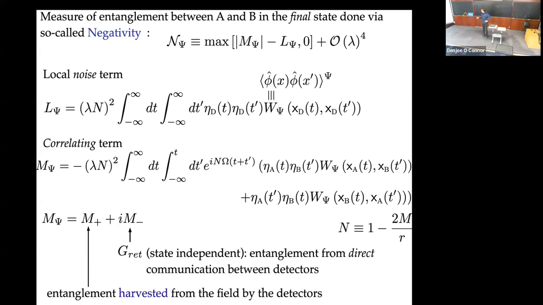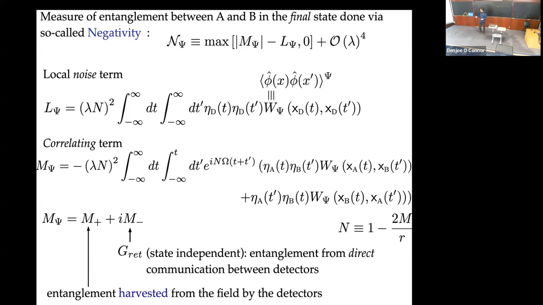Now, I'm going to distinguish between two different things. If you split it into the real part and imaginary part, M plus or M minus. M minus is proportional to the retarded Green function, and so that does not depend on the quantum state of the field. So it just corresponds to the direct communication like we had before in the previous section.